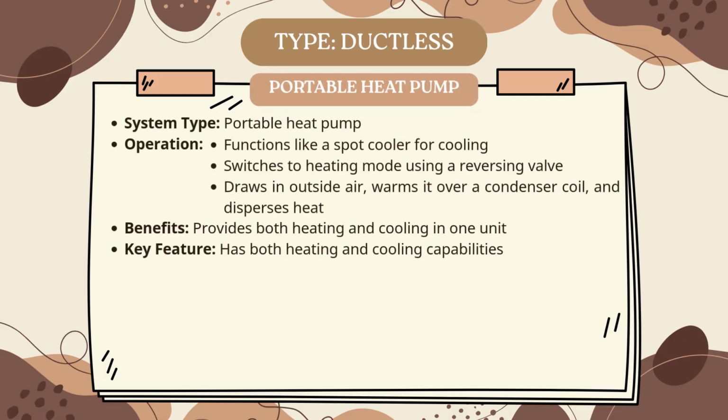This is the last system for the ductless type, which is the portable heat pump. The system provides both heating and cooling. It works like a spot cooler when cooling, but when heating, it uses a reversing valve to absorb heat from outside and transfer it indoors. It is convenient, flexible, and suitable for locations needing a portable temperature control solution.